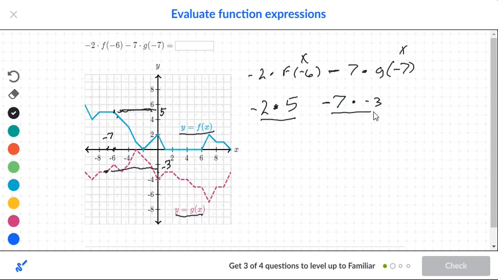So now multiply the two numbers here. Multiply negative 2 times 5, you get negative 10. Multiply negative 7 times negative 3, you get a positive 21. Now, there is no sign here. Make that a plus sign. Go ahead and add these numbers together, and you get a positive 11.